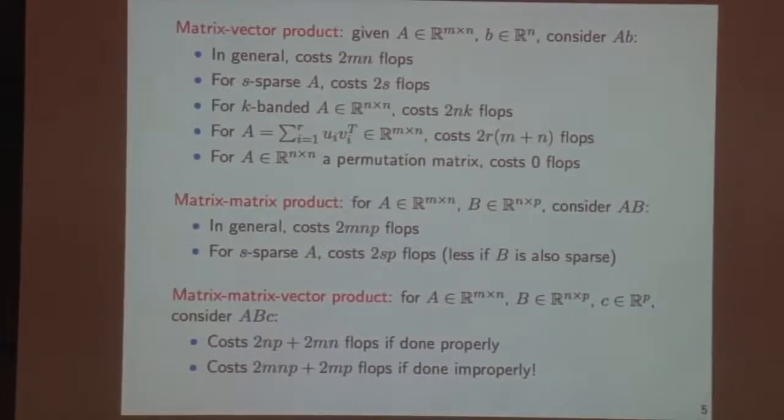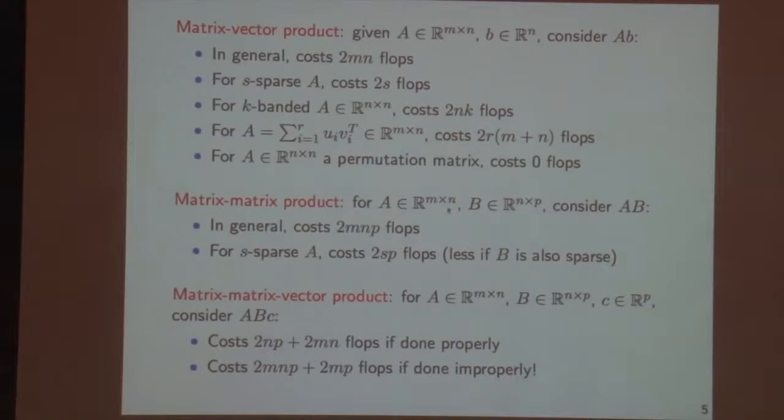A matrix-matrix product costs something like 2MNP flops, where we've changed B from being an n vector to an n by p matrix. Again, if you remember the matrix vector product, you can see this one because we're just doing a matrix vector product for every column of the matrix B now. That's how we get the product A times B, where B is a matrix. So we're just multiplying this by p, the number of columns of B. And for an s-sparse A, it costs 2 times s times p flops. Again, for the same reason, we're doing a sparse matrix multiplication for every column of B. It's less if B is also sparse.